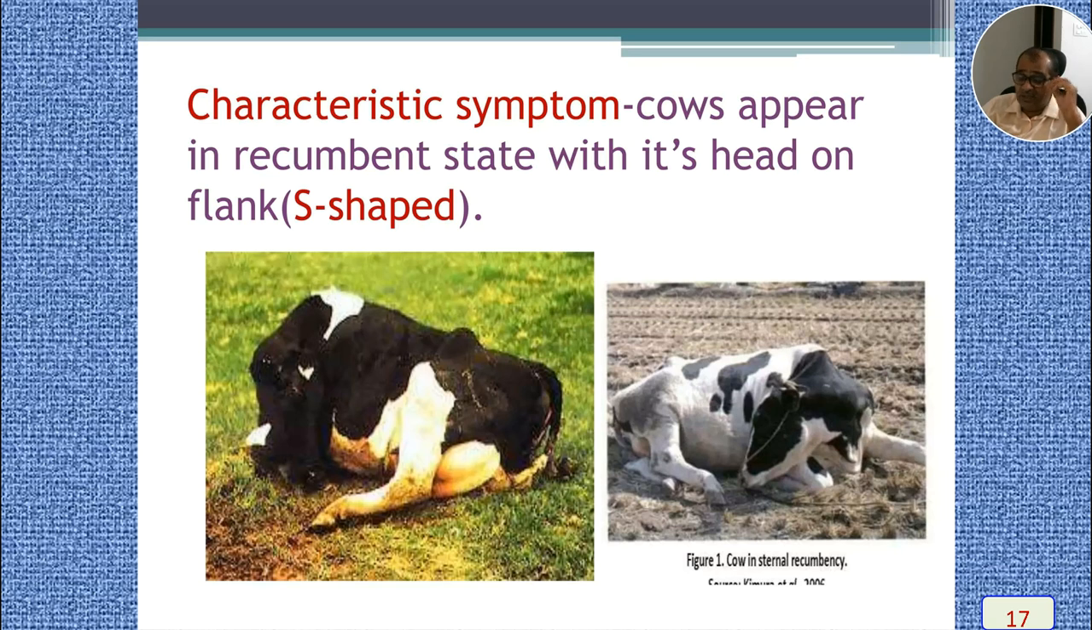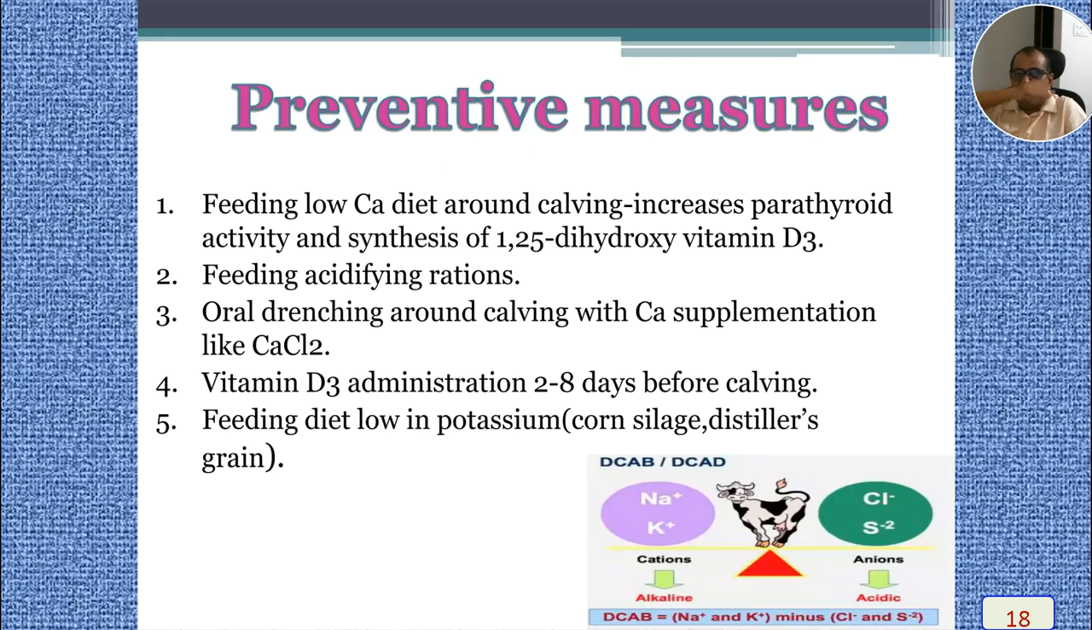All are the clinical signs of the sudden onset of milk fever. Then the cows will be moribund in appearance, unable to get up or unable to walk also. And the farmer gets an immediate alarm that his cow is suffering from the characteristic milk fever. Then the preventive measures, how to prevent. And of course, we have the treatment of calcium, etc.